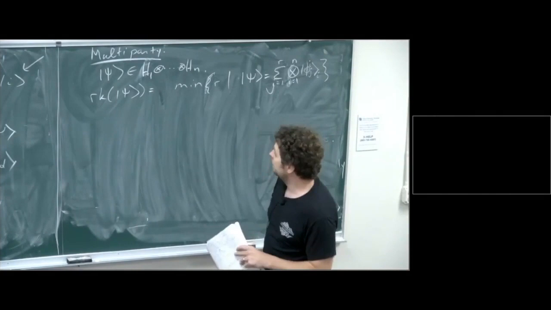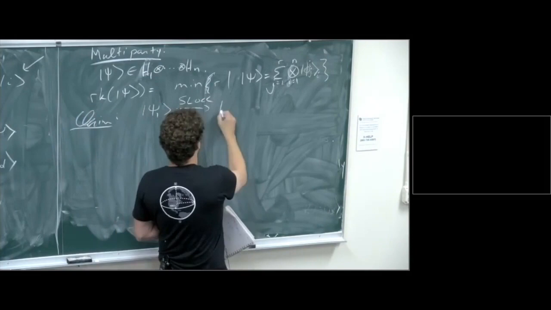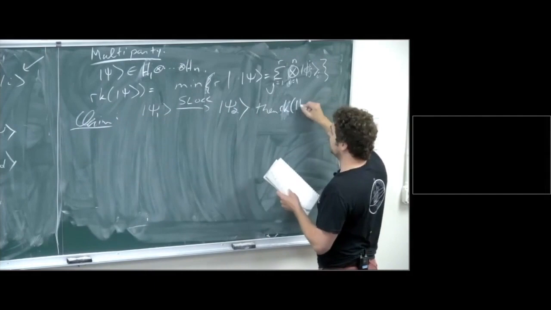And then I claim that if I have a state that can be transformed via SLOCC to another state, then the rank of psi 1 has got to be bigger than the rank of psi 2.